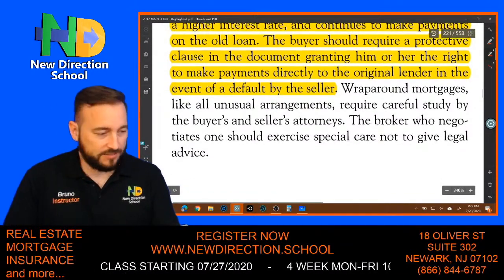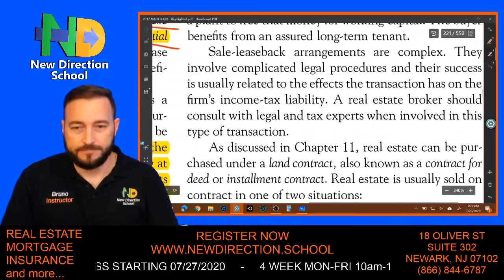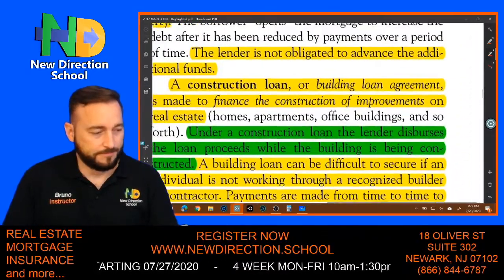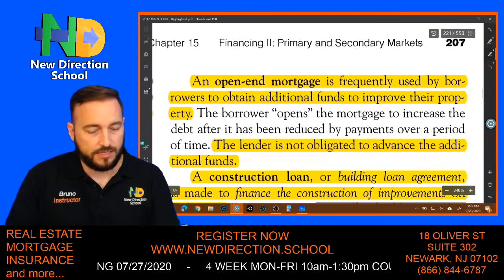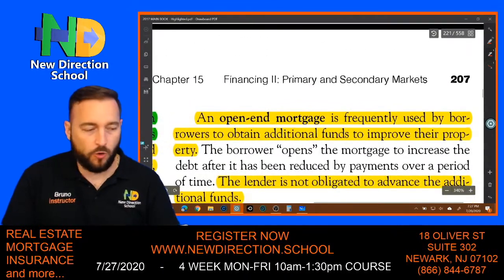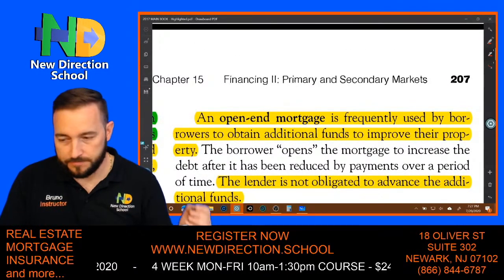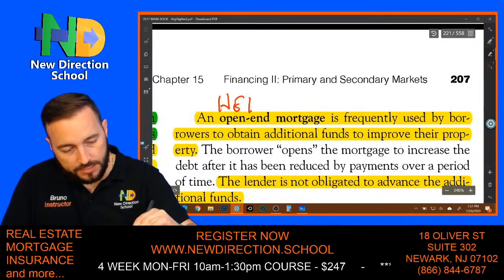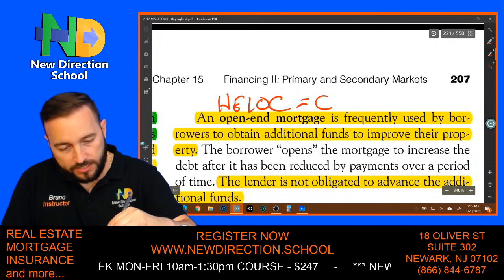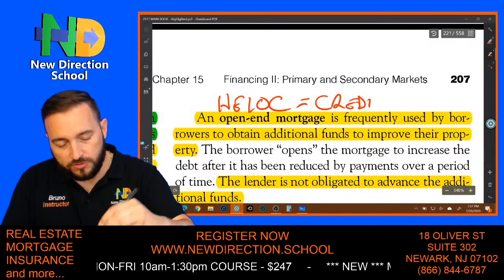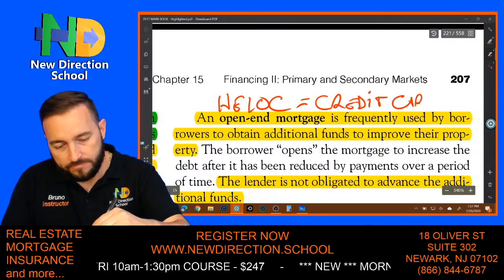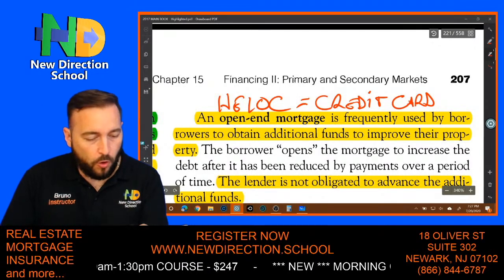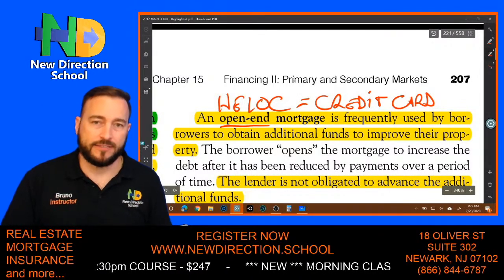All right, you guys got the wraparound mortgage, we're good? Okay. Next we have the open-end mortgage. Open-end mortgage, it's a HELOC or credit card, because a credit card is also an open-end loan. The fact that it says open-end means it never ends.